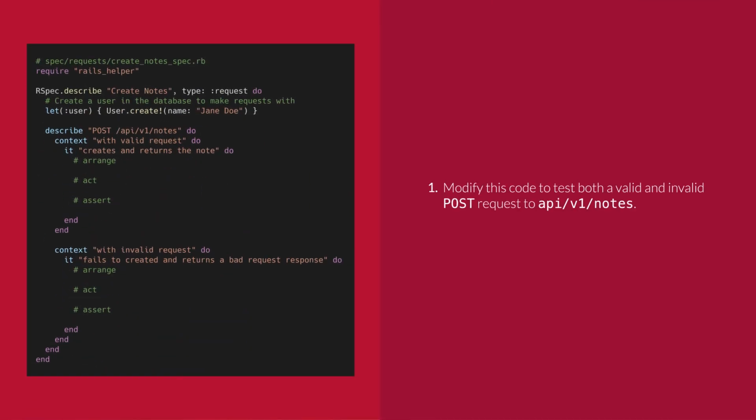Modify this code to test both a valid and invalid post request to /api/v1/notes. You should use the arrange, act, assert model that was explored.